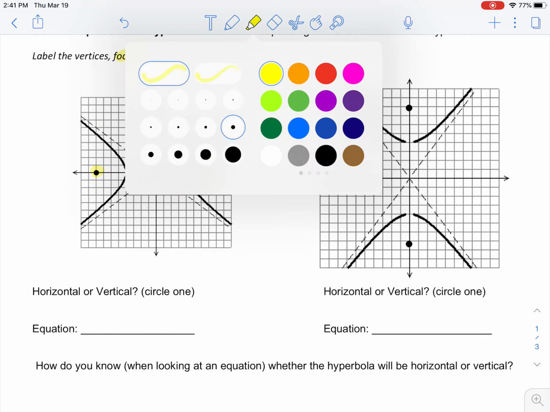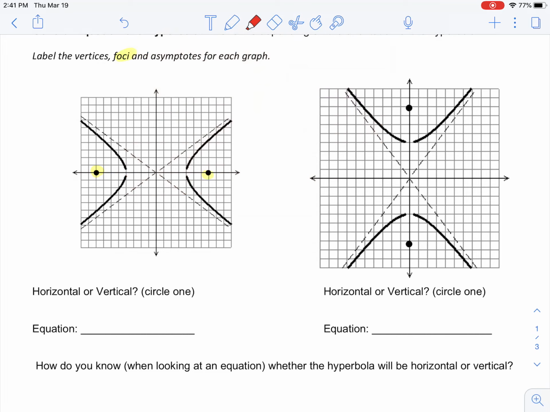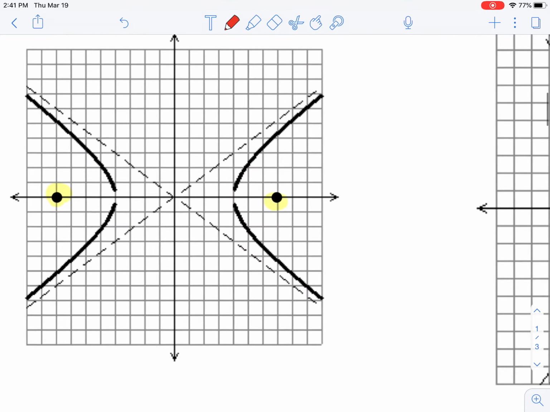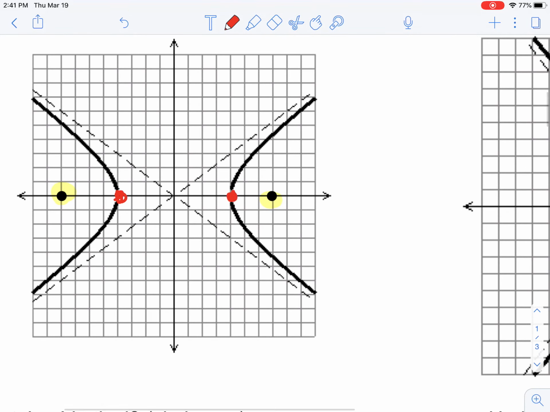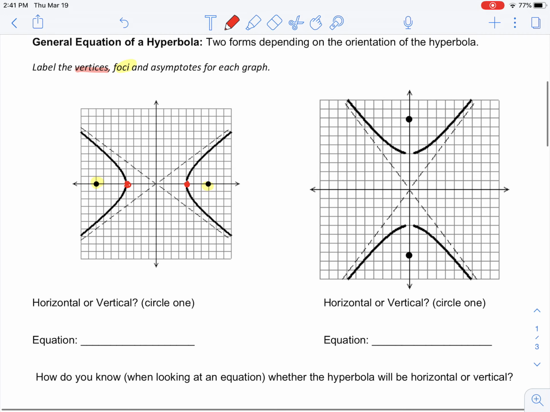Okay, so the foci I've gone ahead and highlighted there. The vertices are going to be these two points right here. Whoops, doesn't seem like it wants to graph them. Okay, and then the asymptotes are those dotted lines.